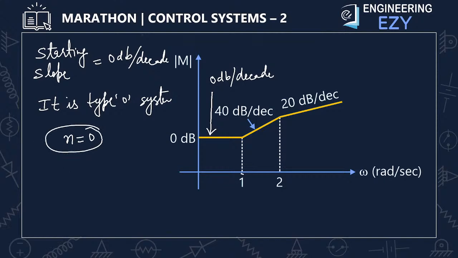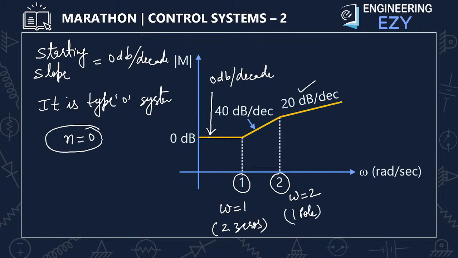Now, at omega is equal to 1, the change in slope is from 0 dB per decade to plus 40 dB per decade. It means at omega is equal to 1, there are two zeros. And at omega is equal to 2, the change in slope is from 40 dB per decade to 20 dB per decade. So change in slope is minus 20 dB per decade, that is, final slope minus initial slope. So there is one pole.